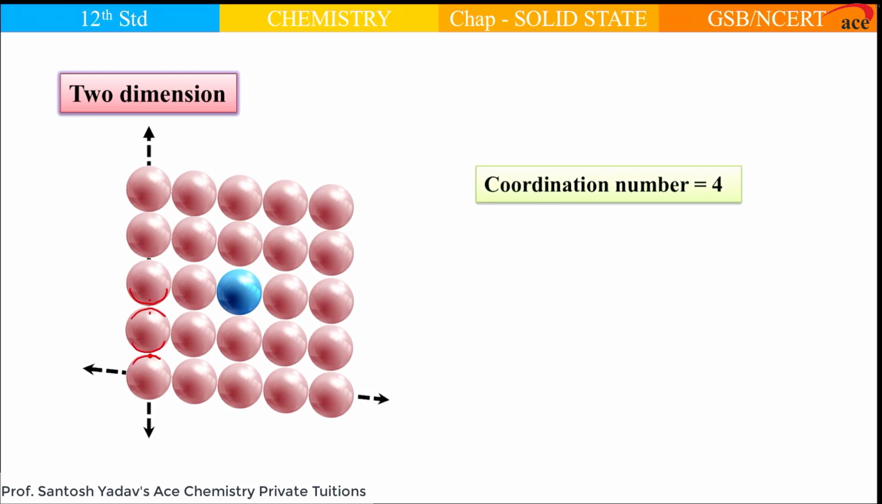In this case, the coordination number is 4. If you take the desired sphere D, it is in direct contact with how many other spheres? It is in direct contact with only 4 other spheres: sphere number 1, sphere number 2, sphere number 3 and sphere number 4. The other spheres are not in direct contact with sphere D. So it is in direct contact with only 4 spheres. Therefore, the coordination number is 4.